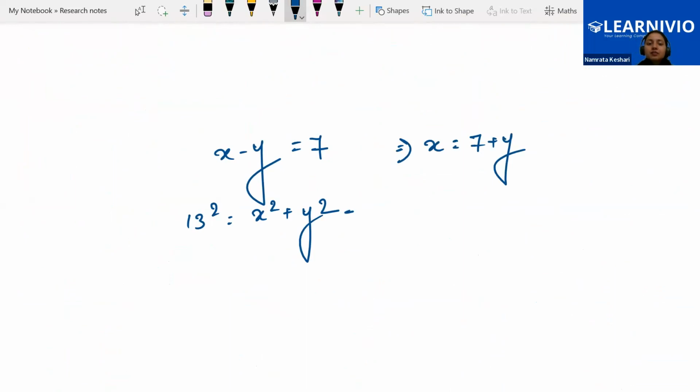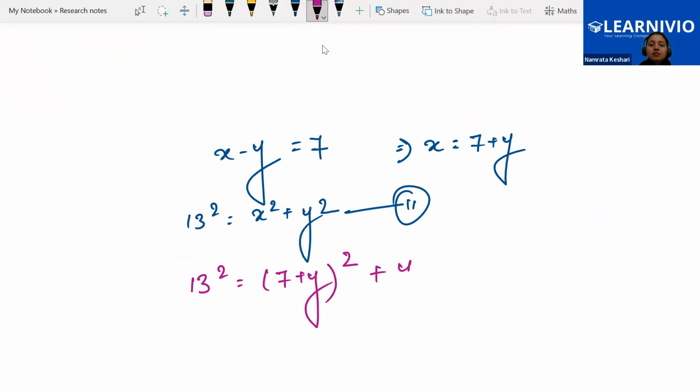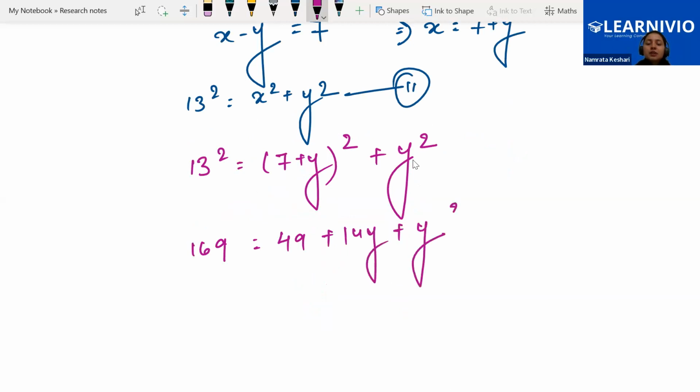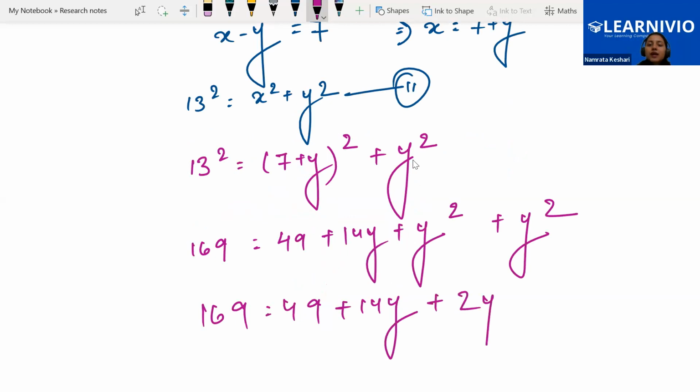So we will be having 13 square equals x square, that means (7 plus y) whole square plus y square. Now what are we going to do? 13 square will be 169. Let's expand it according to the formula: a square plus 2ab plus b square, plus y square. 169 equals 49 plus 14y plus 2y square.